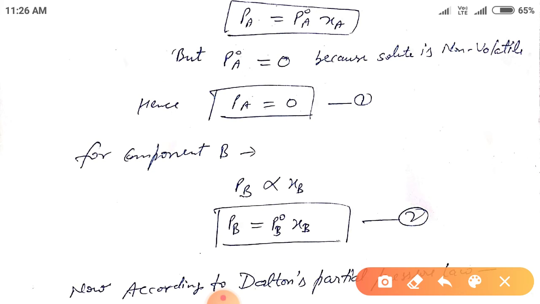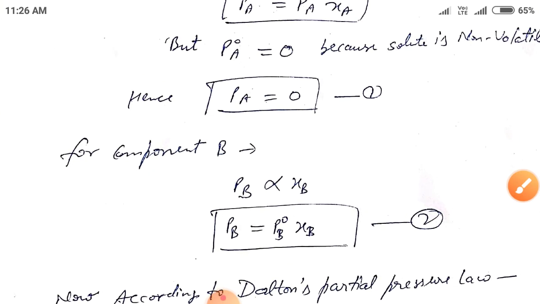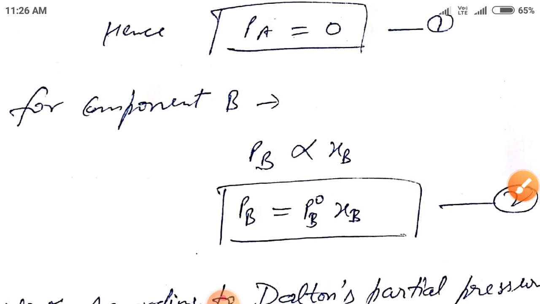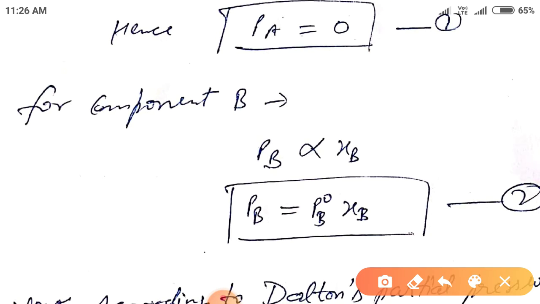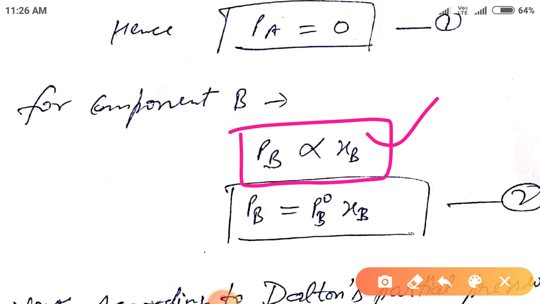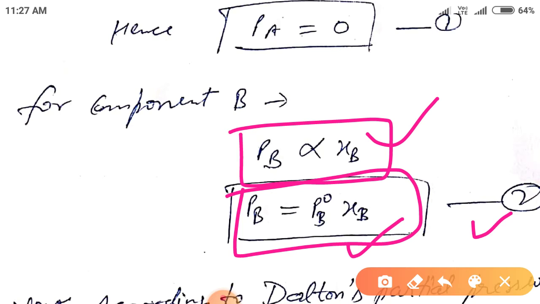And similarly for component B, PB is directly proportional to chi B according to Raoult's law, and PB equals P naught B chi B. This is the second equation.